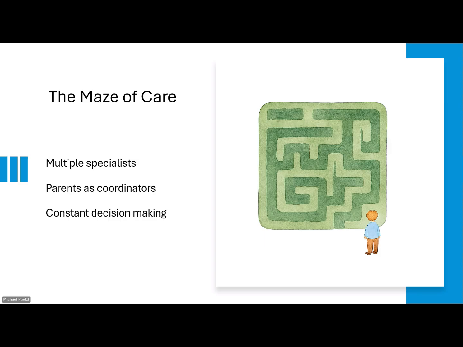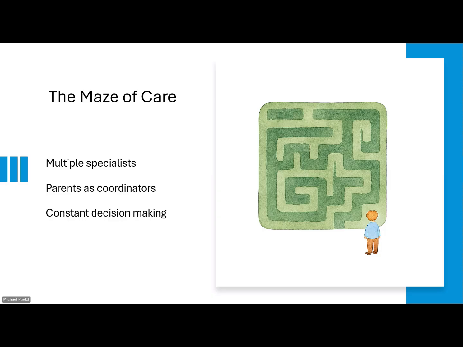The maze of care. We don't just manage symptoms, we manage systems. Comorbidity doesn't mean more symptoms, it means more systems. Our child sees multiple specialists, often in different locations. More appointments, more portals, more paperwork.